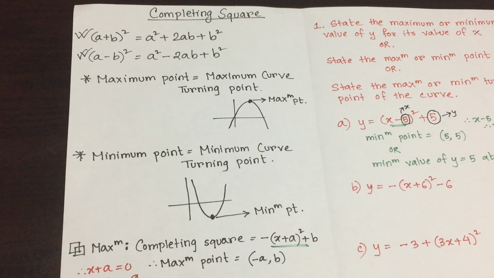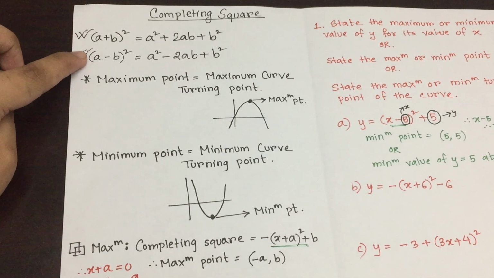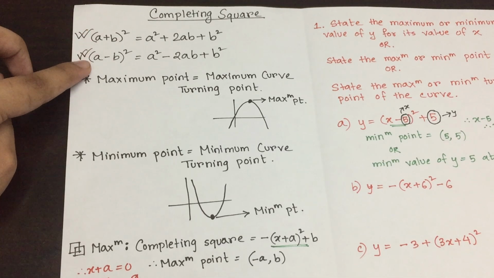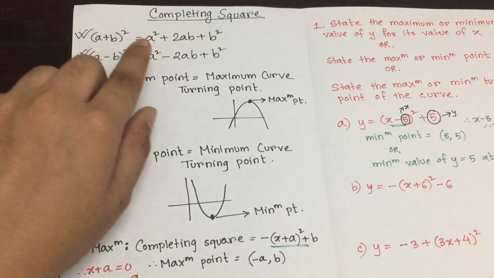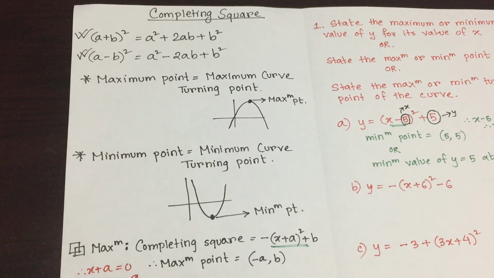So let's start. As you can see here, at the very first step, I have written two formulas which we all are familiar with. So it's (a plus b) whole square and then (a minus b) whole square. The formula for (a plus b) whole square is a square plus 2ab plus b square, and (a minus b) whole square is a square minus 2ab plus b square.